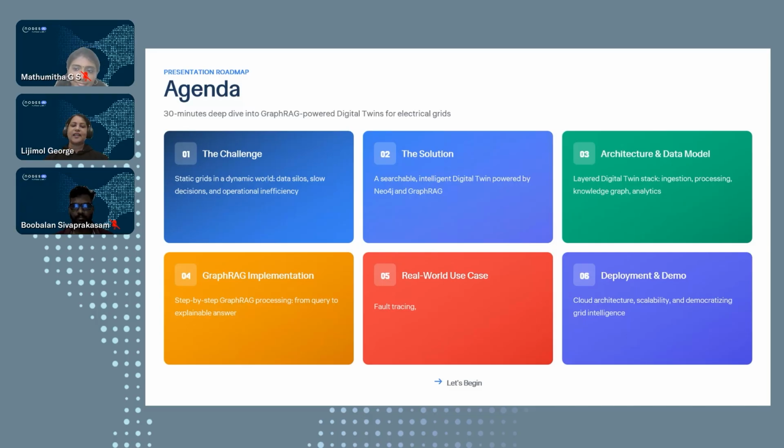We will be starting with the challenges or the problems you are facing in the utilities. After that, we will see the proposed solution. Then we will move to architecture and data model. After that, we will go in depth on GraphRAG implementation. Then we will see the real-world use case on fault tracing. Finally, we will conclude with the deployment and live demo. Let's begin.